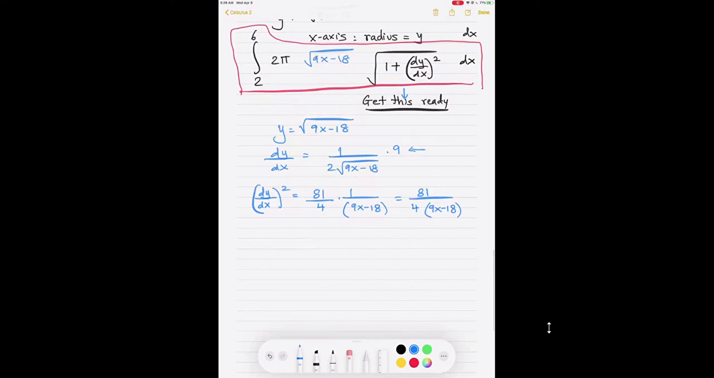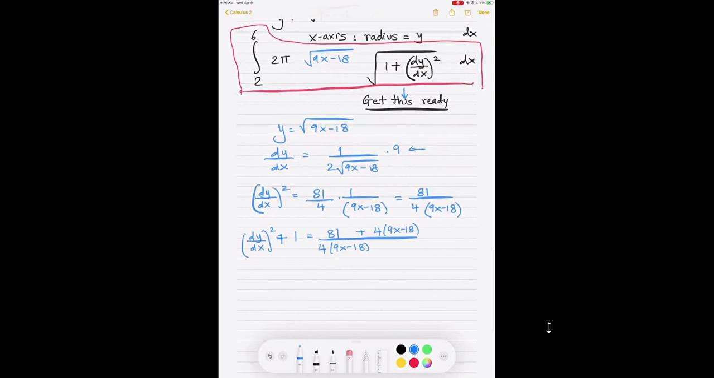So remember, I'm getting this one ready. So this is just a square part. Now I'm going to add 1 to it. So I'm going to say, okay, dy by dx squared plus 1. I'm going to use my own trick. It is 81 over 9x minus 18 plus 4 times 9x minus 18.